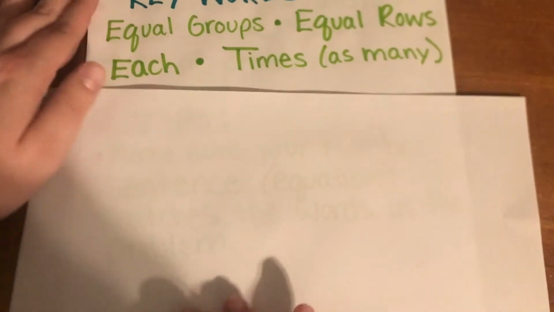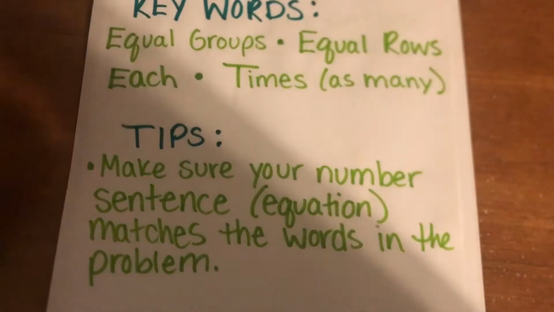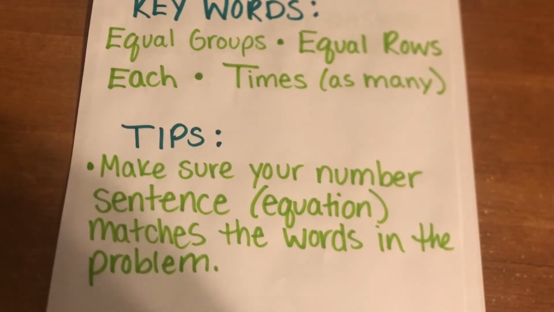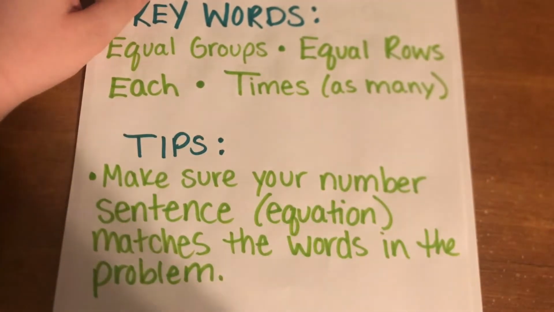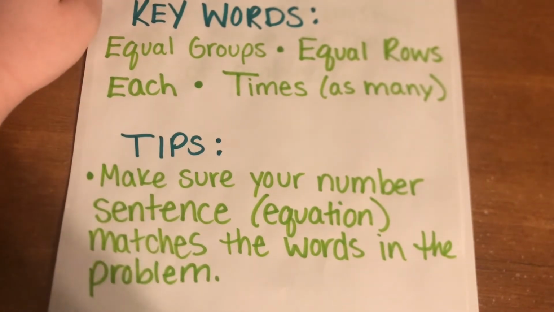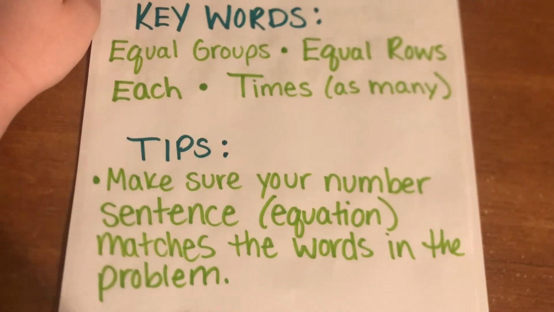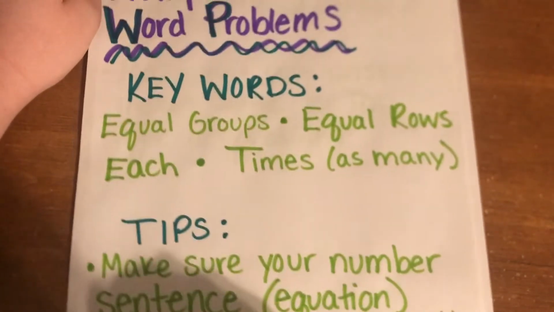Other things I want to talk about are some simple tips. So my first tip is that you want to make sure that your number sentence or equation matches the words in the problem. This is probably the most important tip I can give you because equations are going to be your best friend when you go to try and solve things, because there might not always be one step to the problem for you to solve in your head. You might need to write it out, and so an equation is going to be important for that.